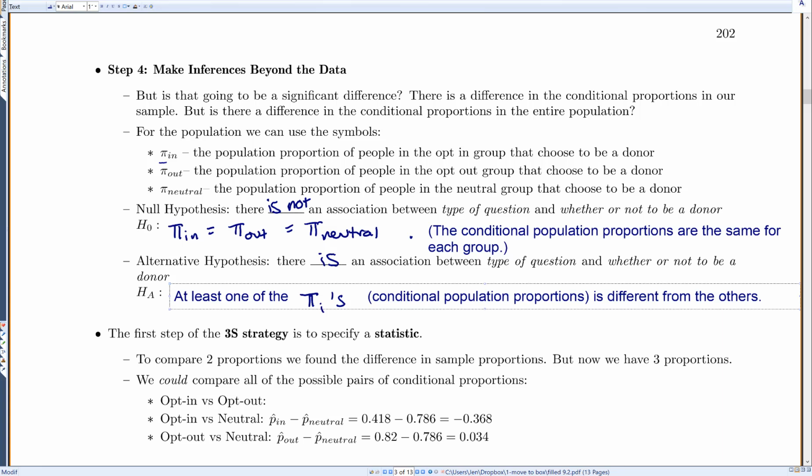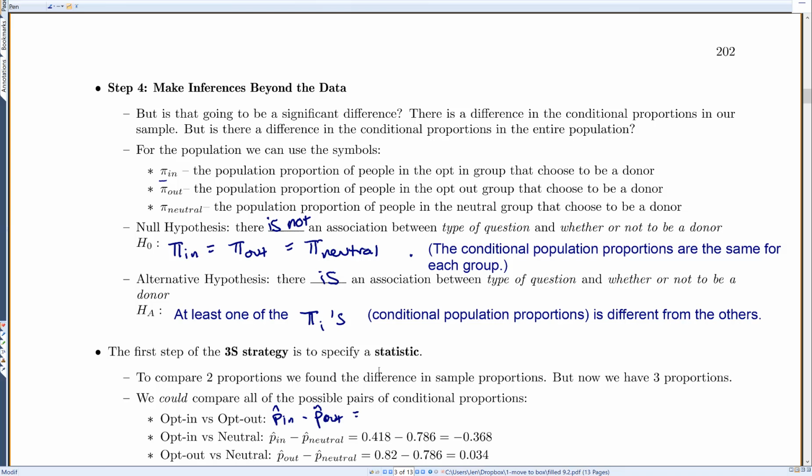Now, same thing we've been doing the entire semester. The first step of the 3S strategy is to specify a statistic. To compare two proportions, we found the difference in sample proportions. But now we have three proportions. So we could compare all of the possible pairs of conditional proportions. If I want to do opt-in versus opt-out, I'd ask what was the sample proportion for in, and then I'll minus the sample proportion for out.